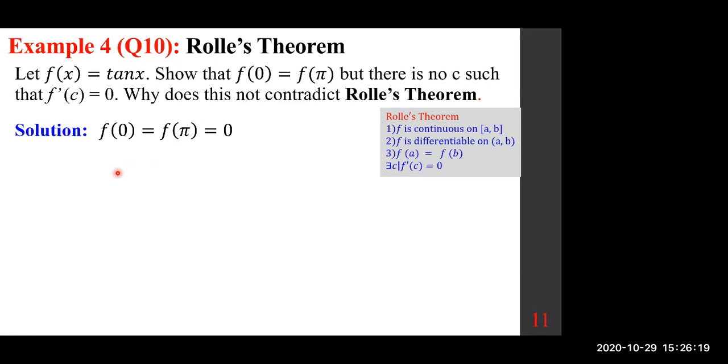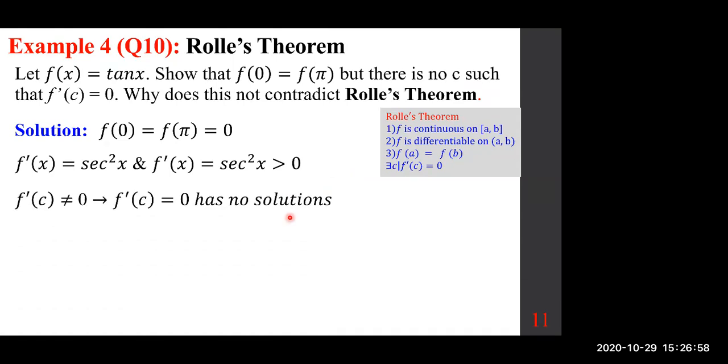Now, take the derivative. F prime is secant squared, and that is larger than 0. I hope you remember the graph of secant. Okay. And basically the range excludes the numbers between -1 and 1. And so secant squared of x is larger than 0. Okay. So f prime of c can't be 0. Okay. And there is no solution. So Rolle's theorem doesn't apply.